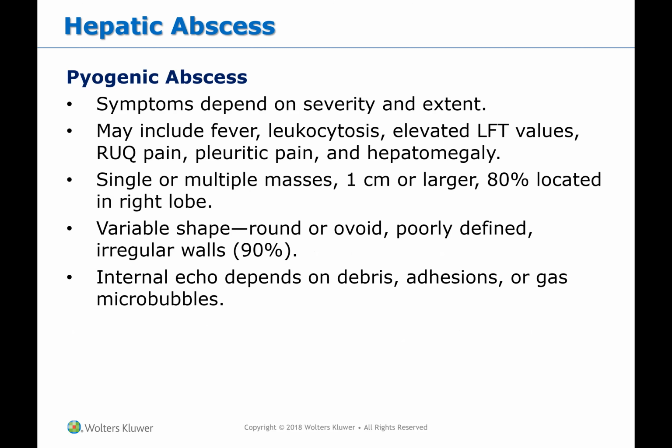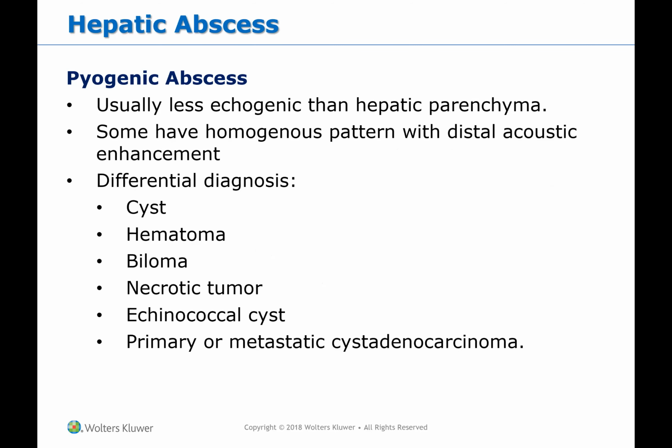Single or multiple masses, 1 centimeter or larger, 80% in the right lobe. They can be variable in shape. They can be round, poorly defined, with irregular walls. They're usually less echogenic than the hepatic parenchyma, so they can be hypoechoic.